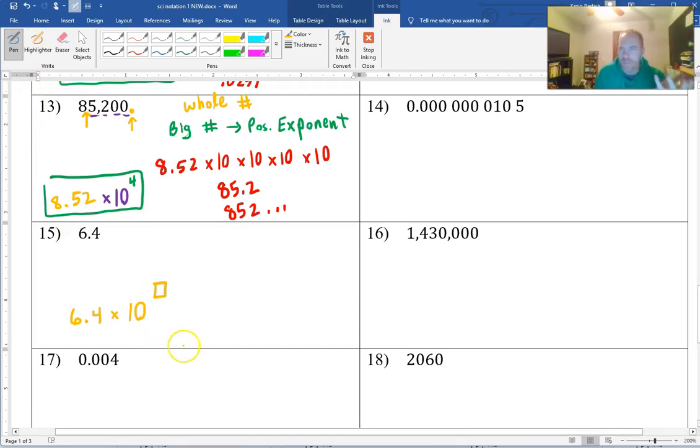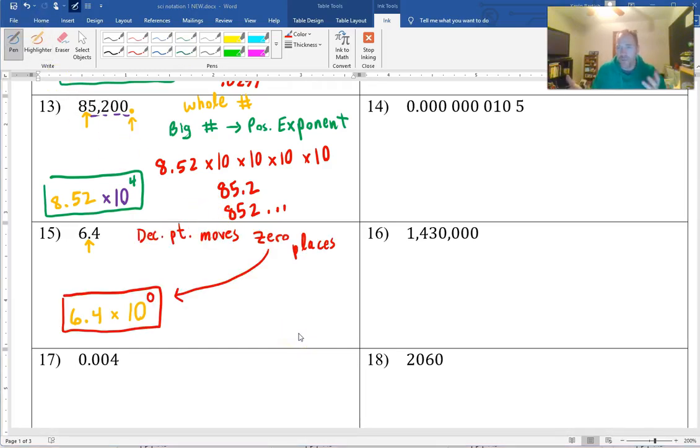Well, I'm not moving the decimal point, not like number 13 where the decimal point was all the way on the right and I had to move the decimal point so it's between the 8 and the 5. Here, the decimal point is between the 6 and the 4, and that's where I want it to end. So I don't move it at all, which means 0 moves. My exponent is 0. Don't move the decimal point. 0 moves for the decimal point. The exponent 0. So that's it. 6.4 in standard form is 6.4 times 10 to the power of 0 in scientific notation.